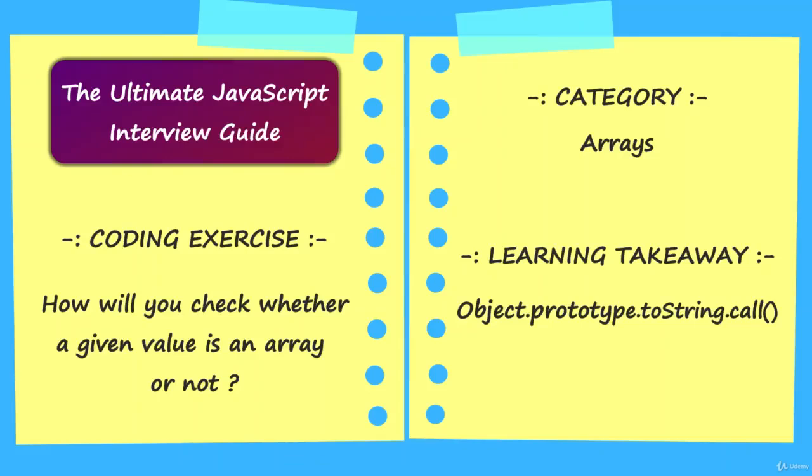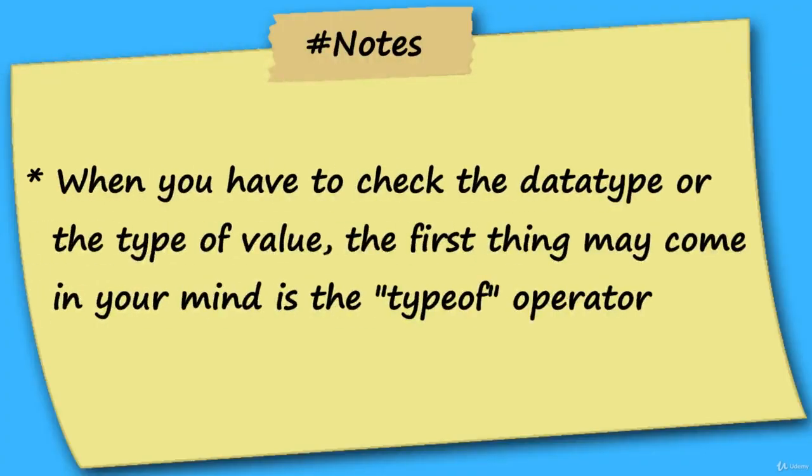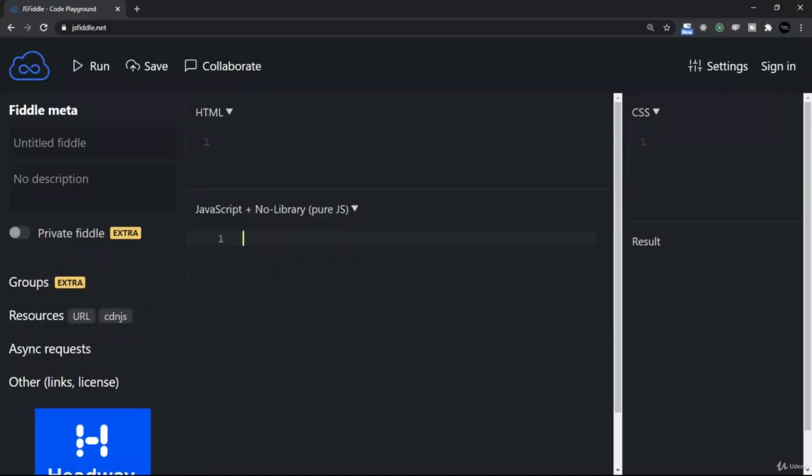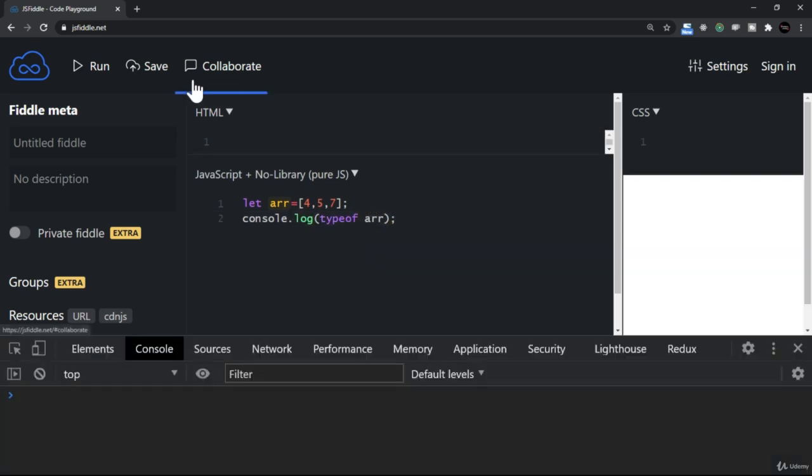This exercise is about checking whether the given value is array or not. Now when I mention this, that you have to check the data type or the type of value, the first thing that may come to your mind is the typeof operator. Let's first of all create an array. I'll say ARR. Let's also put a few elements in it. If I console the type of ARR, let's see what happens.